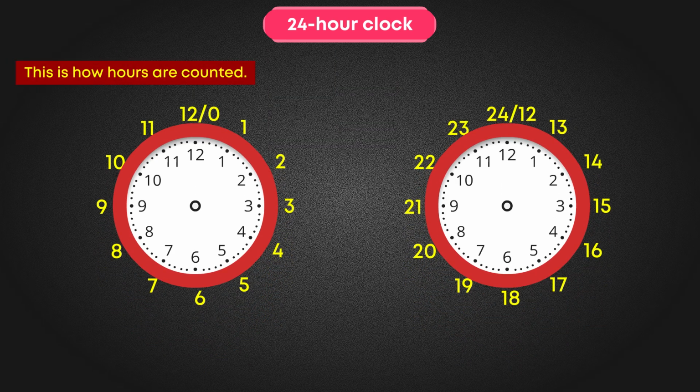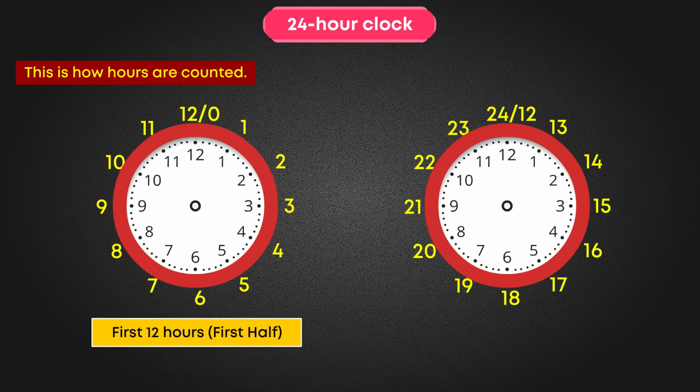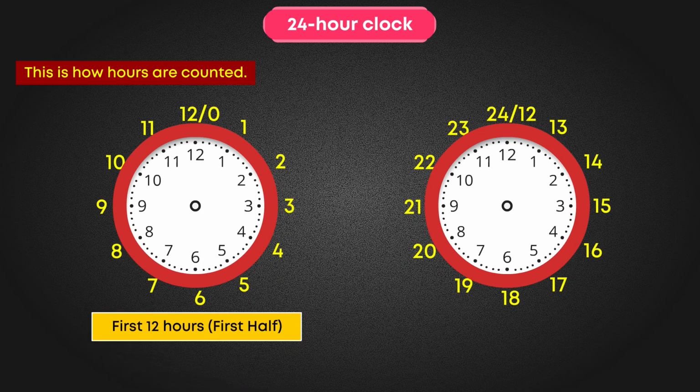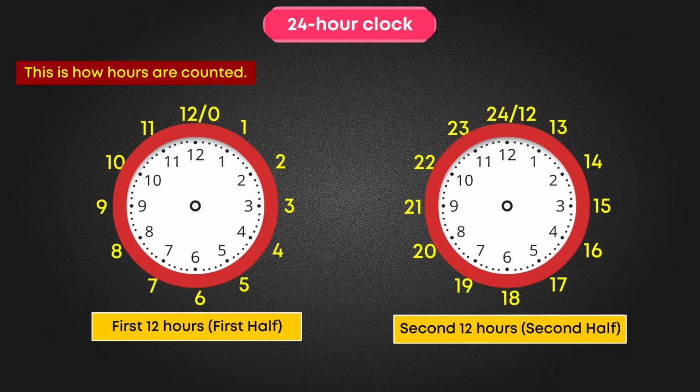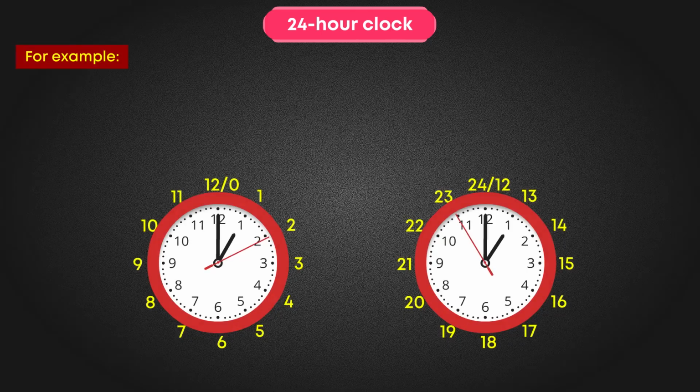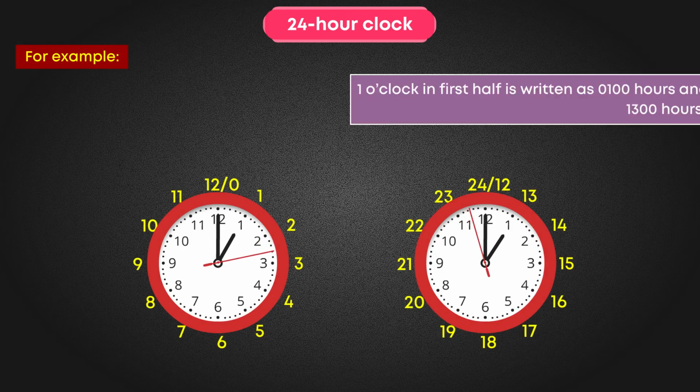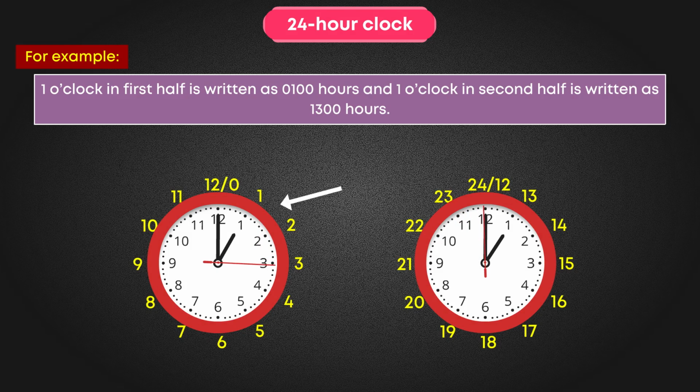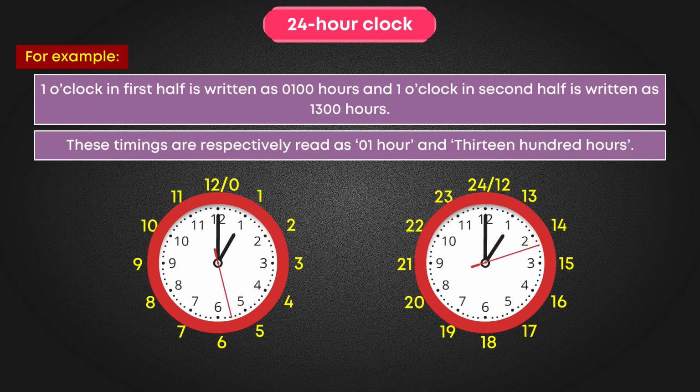This is how hours are counted. First 12 hours, first half. Second 12 hours, second half. For example, 1 o'clock in the first half is written as 0100 hours, and 1 o'clock in the second half is written as 1300 hours. These timings are respectively read as 01 hours and 1300 hours.